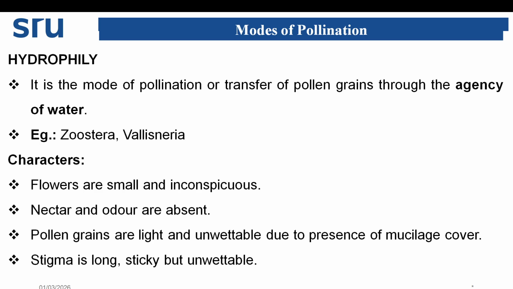Next is hydrophily. That means the mode of pollination is water, or transfer of pollen grains through water. For example, Zostera and Vallisneria. In this case, what are the characteristics? Flowers are small and inconspicuous. Nectar and odor are absent. Pollen grains are light and unwettable due to the presence of a mucilage cover. Stigma is long, sticky but unwettable. So these are some characteristics in the case of hydrophily.